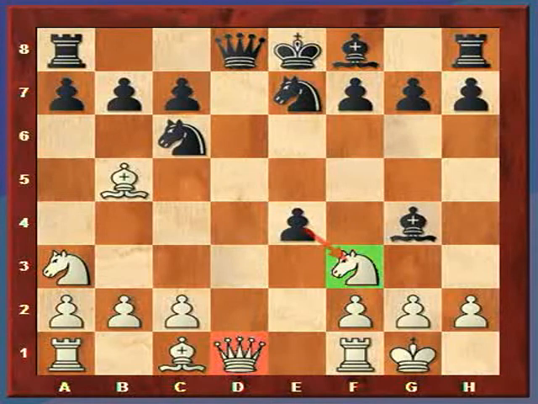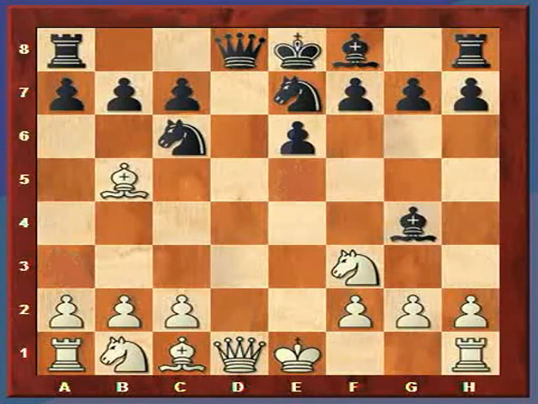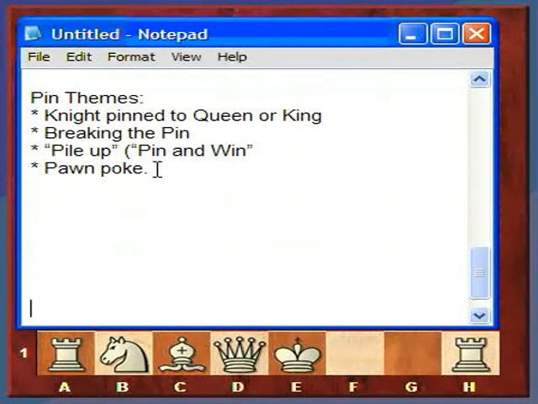Let's cover another one, sort of piling up, and there's a nice chess term for it. It's called pin and win, meaning you pin the piece and then you pile up your pieces on the pinned piece, and then you win it. Okay, here let me show you an example of that.